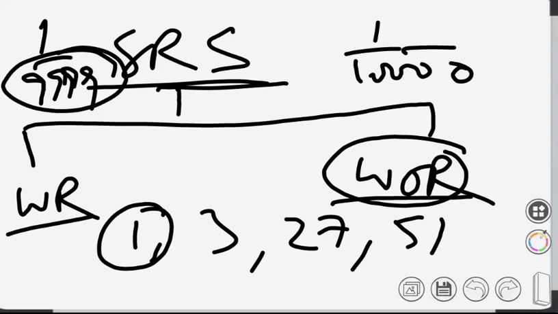But if the population size is very small, then we use simple random sampling with replacement. In with replacement, whatever is picked up first is replaced, that is, kept again in the population, and the probability remains unchanged.